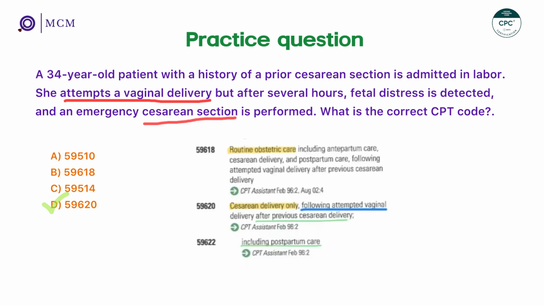59620 is used for a C-section following an attempted vaginal delivery without antepartum and postpartum care. If antepartum and postpartum care were included in the service, 59618 would be correct instead. Always pay attention to whether antepartum and postpartum care are included in the question. Patient had a previous C-section. This can change your answer choice.